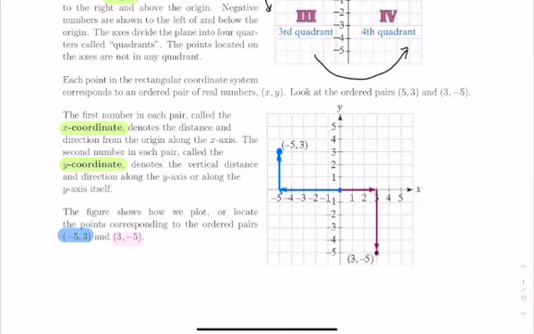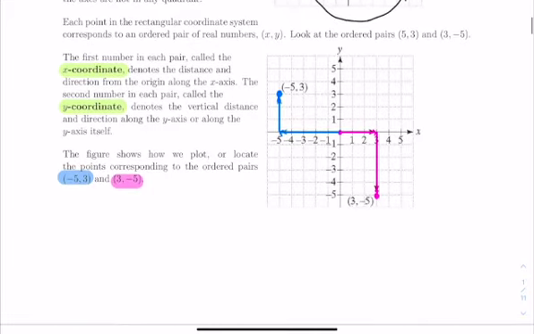Let's go ahead and look at (3, -5). So starting again at the origin, because x is a +3, we're going to move 3 units to the right. And from there, we have a y-coordinate of -5. So we're going to move down 5 units. And that's where our point would be on the graph. So order, as you can see, is very important because we got 2 very different points on the graph for each of these ordered pairs.